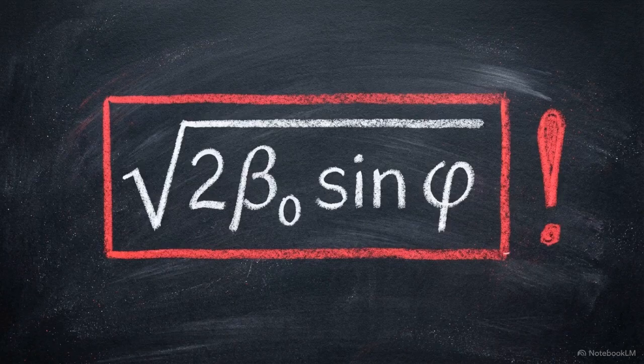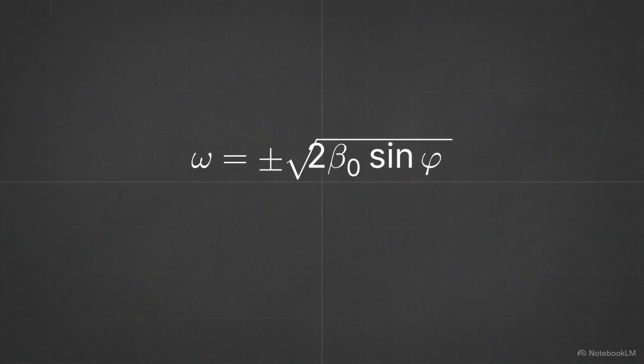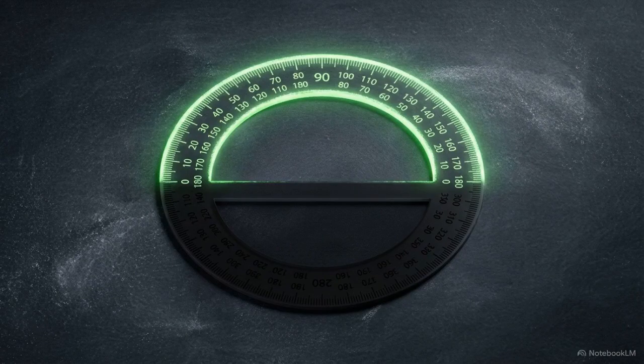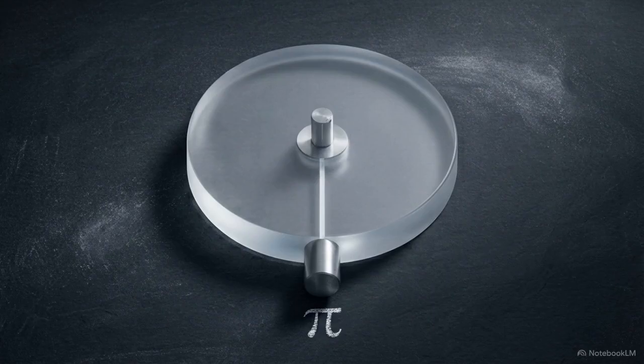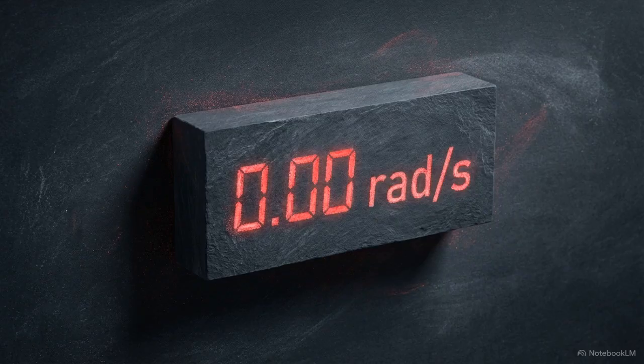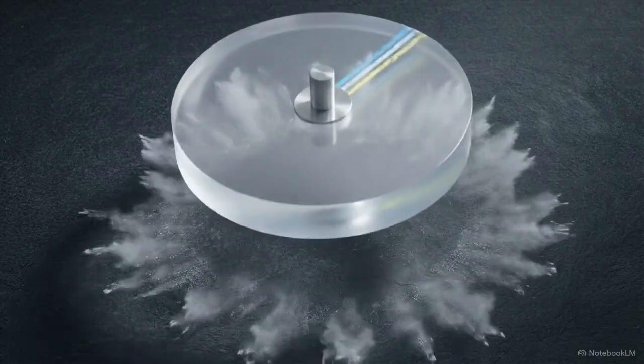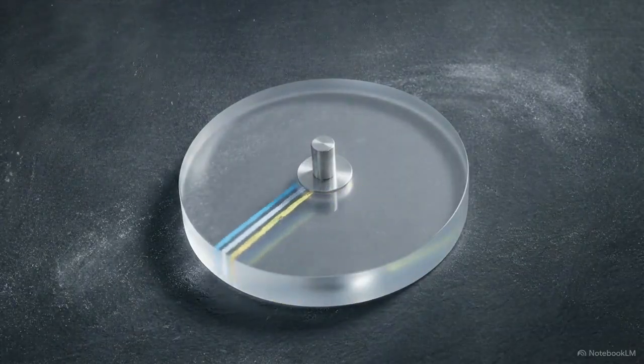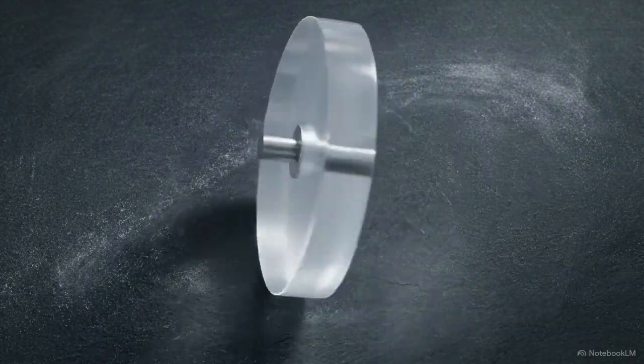This square root introduces a specific mathematical constraint. For the velocity to be a real number, the value inside the root, sine phi, must be 0 or positive. Since sine is only positive between 0 and pi, the body cannot rotate beyond 180 degrees. It hits a physical limit at pi radians. When the angle reaches pi, the velocity drops to 0. At that same point, the acceleration becomes negative, pulling the body back towards its starting position. This confirms the body is oscillating.